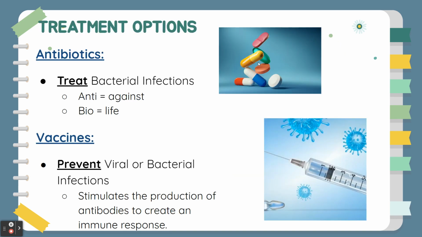Next, we're going to discuss options for treatment once a pathogen has led to disease or illness. While there are other treatments and medications, the primary means of targeting pathogens is use of antibiotics or use of vaccines. Starting with antibiotics. Antibiotics are medications used to treat bacterial infections. Anti means against, and bio, life. So they work by targeting and killing bacteria or inhibiting their growth.